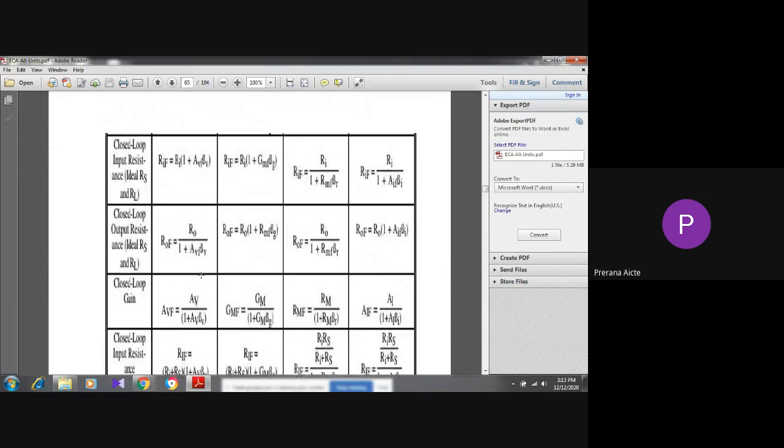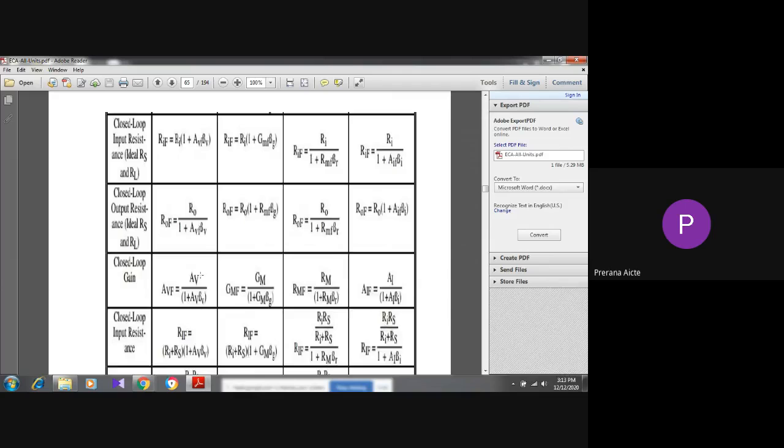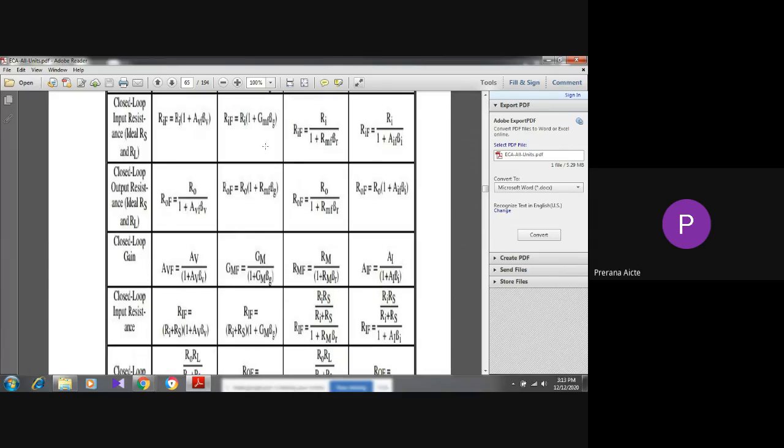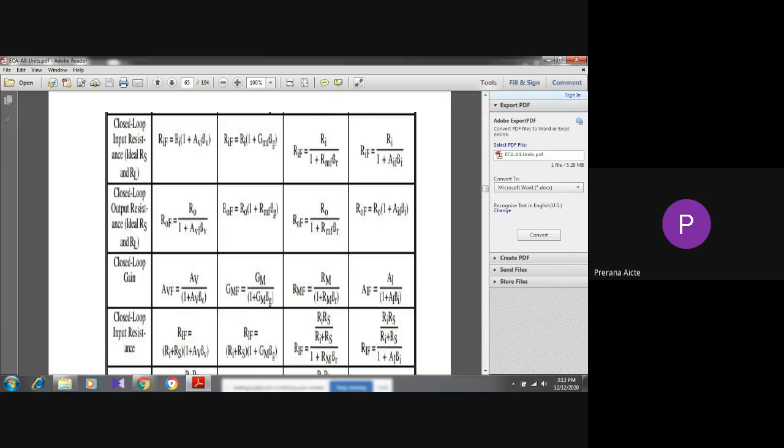And these are some more relations: input resistance with feedback and output resistance with feedback in the four feedback topologies.